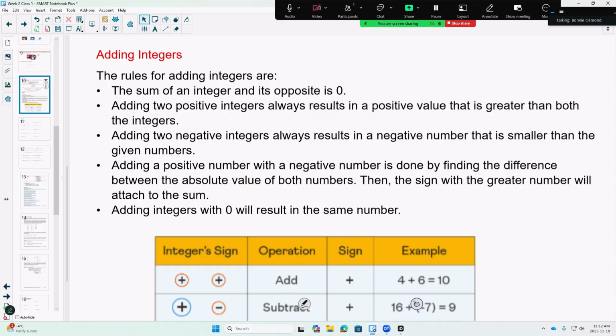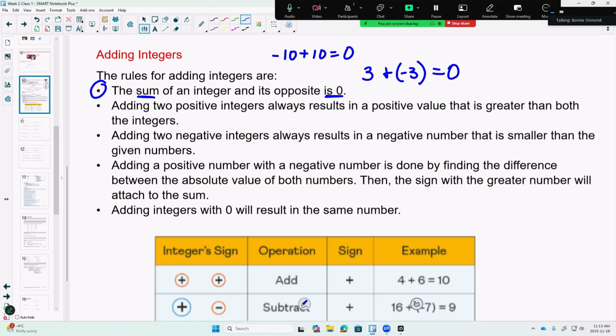Last day, we talked about adding integers. And just like for pretty much everything, there are rules. The rules for adding integers are, first of all, the sum. The sum is the answer that you get when you add numbers. The sum of an integer and its opposite is 0. Every positive integer has an opposite negative integer. So if you're adding 3 plus negative 3, your answer is going to be 0 because they cancel each other out. If you're adding negative 10 plus 10, your answer is 0.